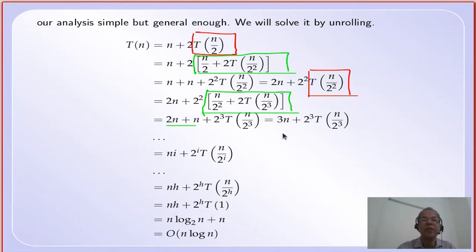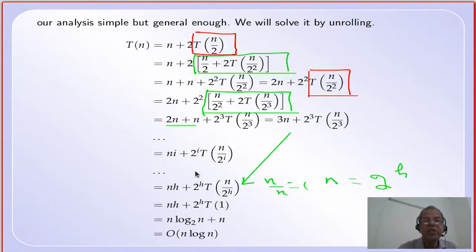Okay, I can immediately jump here. Eventually, when it is 2 power h, this is hn. That's what I have written here: nh plus 2 power h times T of n by 2 power h. Remember, as our assumption was n is a power of 2, therefore 2 power h is equal to n. So this is n by n. This is 1. Therefore, T of 1.